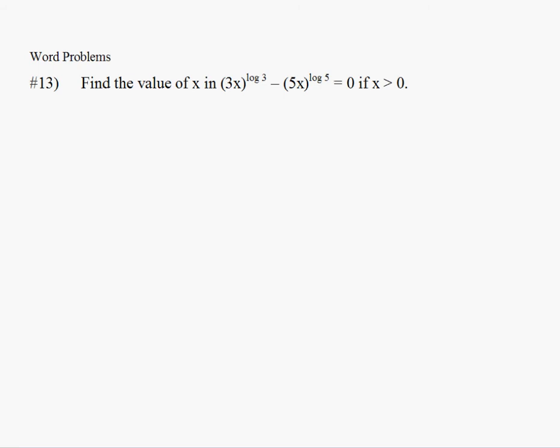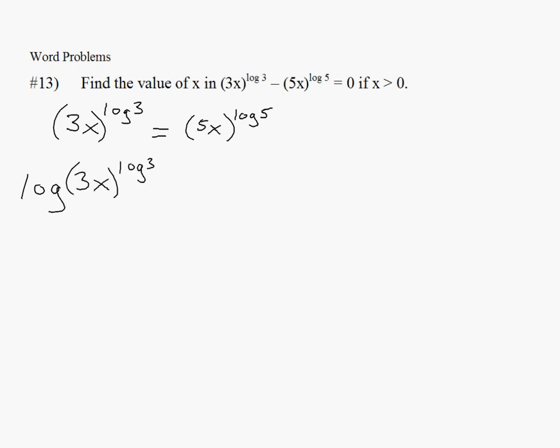First, to find the value of x in this equation. Notice the right side's equal to 0. If we were to add 5 times x to the log of 5 to both sides, we would be given this. If we were then to apply log to both sides of the equation, that's fine if you do it to one side as long as you do it to the other.